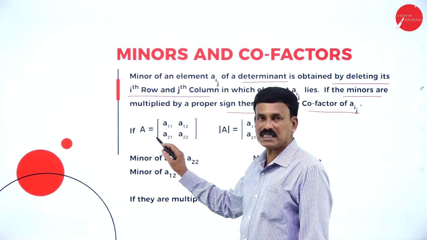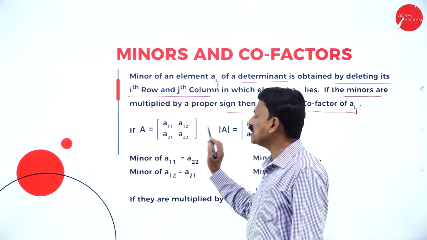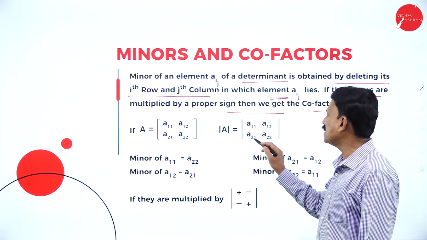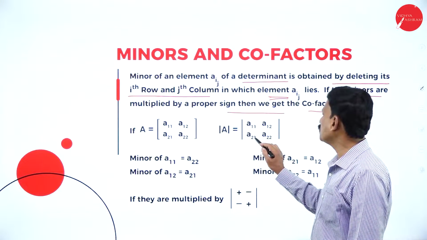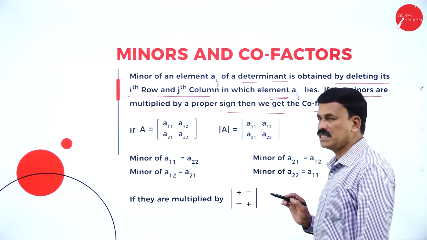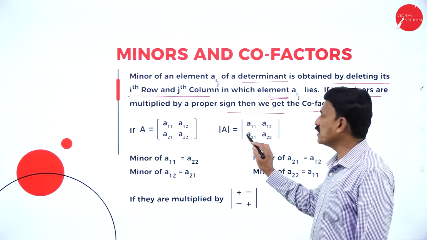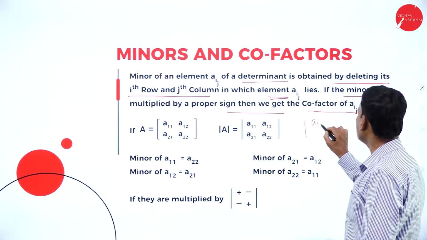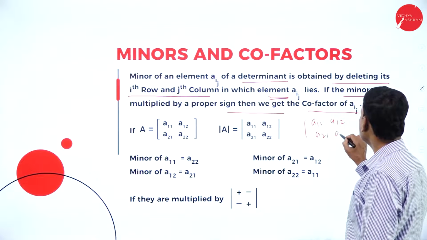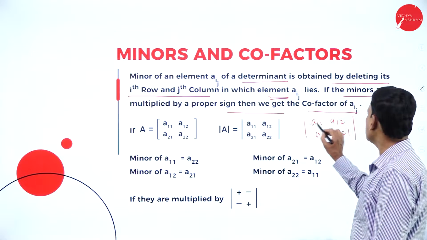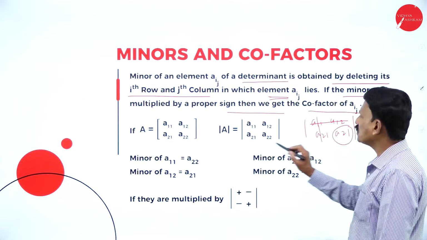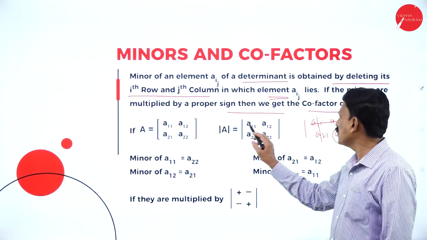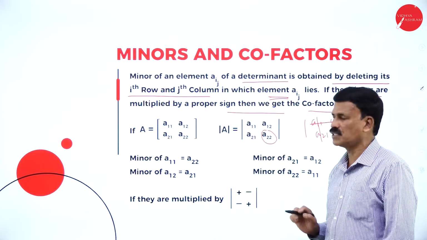Let A be a matrix: A11, A12, A21, A22. Now, the determinant of A is the determinant of A11, A12, A21, A22. Now, what is the minor? The minor of A11 is obtained by just deleting the row and column containing A11. Here, A11, A12, A21, A22. The minor of A11 is just delete this. What is left over is A22. So, A22 is the minor of A11.